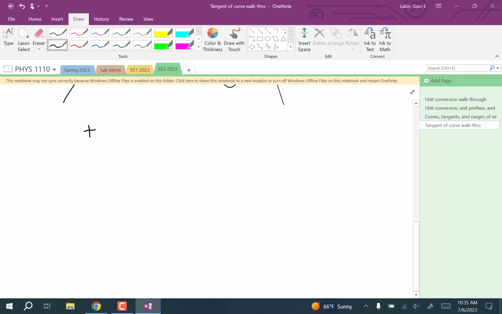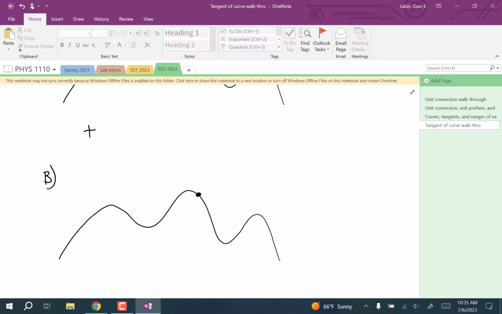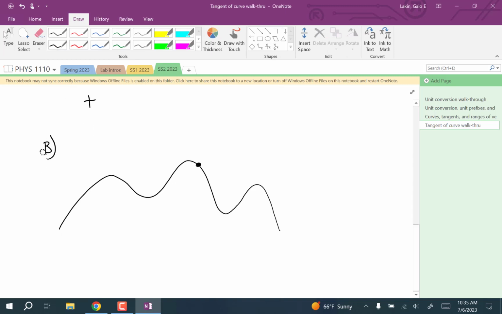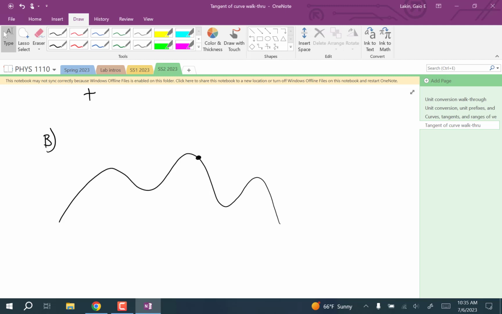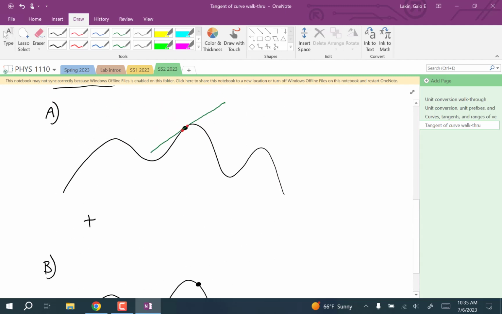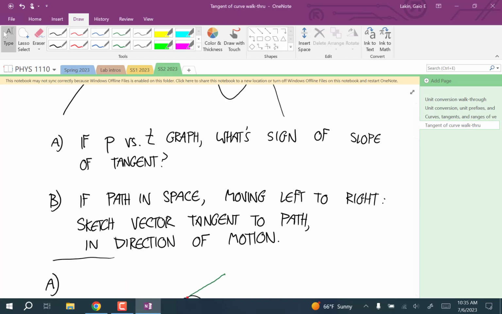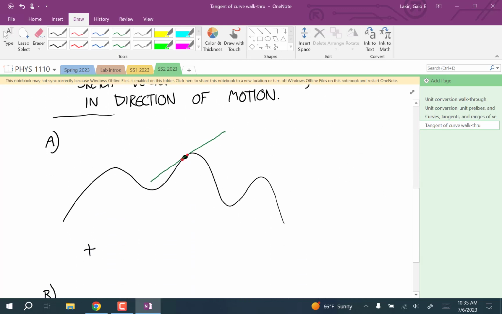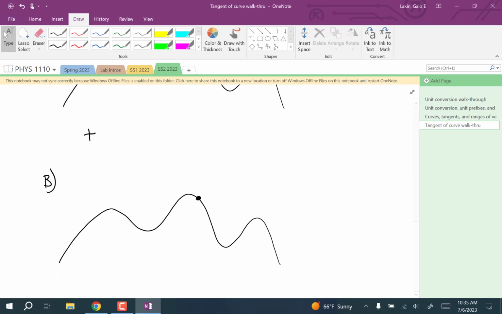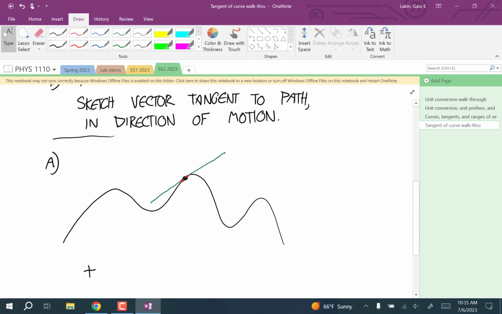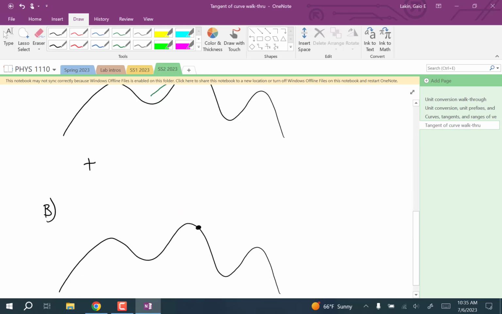Okay, so now what about part B? So now we're no longer thinking of this as a position versus time graph, as a graph. We're thinking of it as a two-dimensional path in space. I don't know how that dot got moved here, but now we're looking at a different location than this one, a different instant than this one. All right, we'll do it.